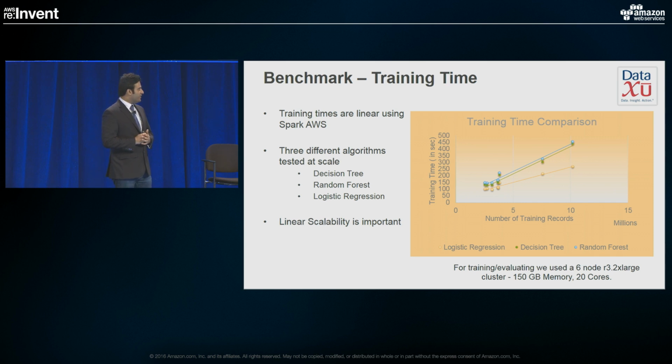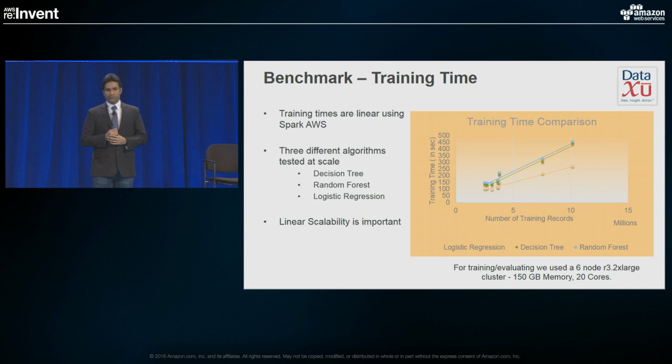So we ran some benchmarks using Spark. We used 3 algorithms from the MLlib library. And the first thing we saw was Spark trains in linear time. There's not a lot of overhead when we are training models on Spark. They are really well tuned.